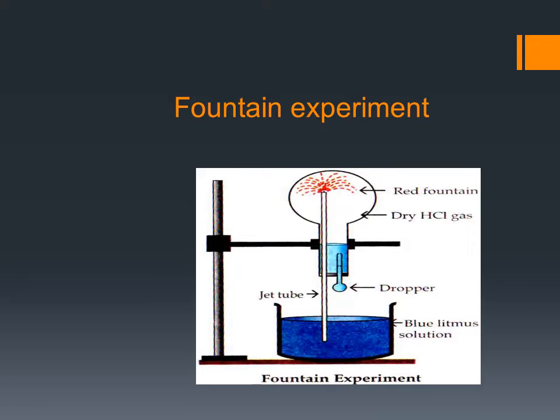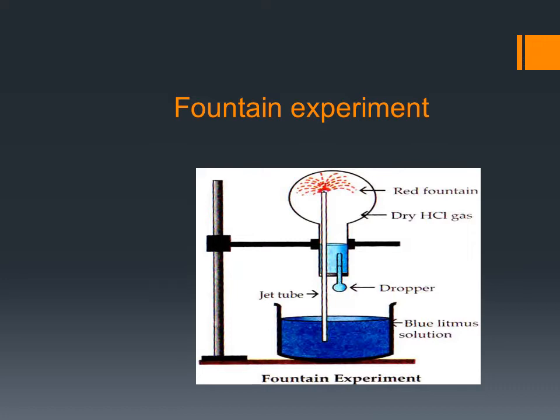The apparatus is set as shown in the figure. On the mouth of the flask, fix a rubber stopper with two holes. Through one hole, pass a long jet tube and through the other hole, pass a dropper with a few drops of water. Put the jet tube in the beaker containing blue litmus solution. Press the dropper. It is seen that the blue litmus solution enters the jet tube with a great force, forming a red fountain.